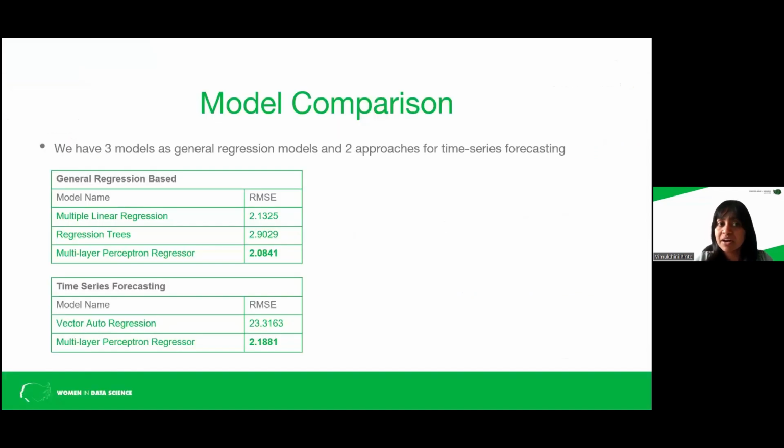So what did we do so far? We fitted three models for general regression and two models for time series. I told you we will be using RMSE for evaluation, so here we have the model names and RMSEs. In general regression, our best model, the one that produces the lowest RMSE, is the MLP regressor at 2.08. For time series forecasting, we checked two models, VAR and the MLP regressor, and the MLP regressor is a clear winner here with 2.18.